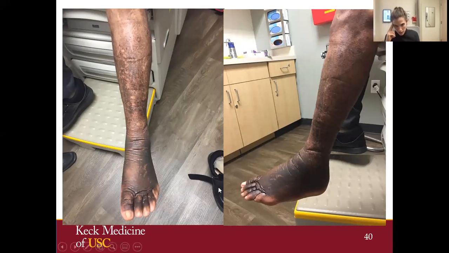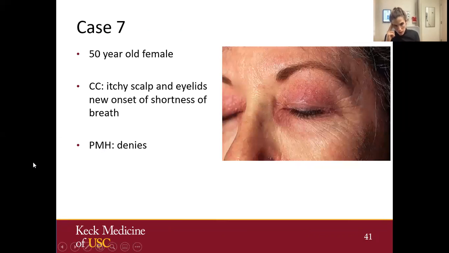Can move forward a slide. So here's my last case, and one that's very near and dear to my heart. So this patient, just kind of like an example patient, is a 50-year-old female who presented with itchy scalp and eyelids and a new onset of shortness of breath, and denied any past medical history. And you could see these ill-defined erythematous, slightly eczematous appearing patches on the upper and lower eyelids. Going forward.